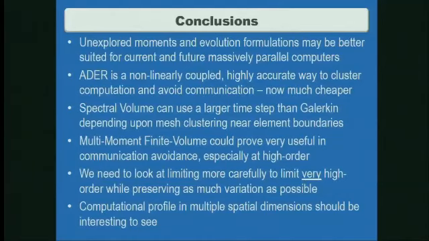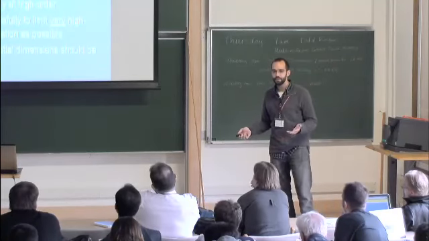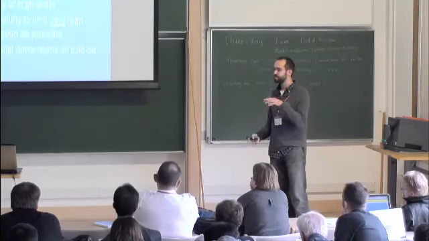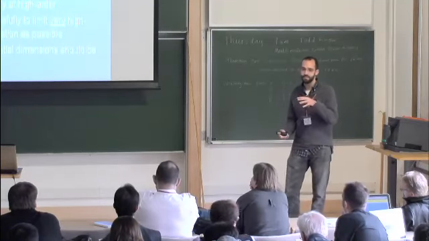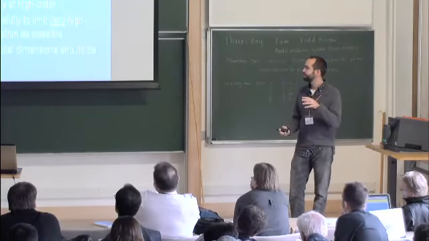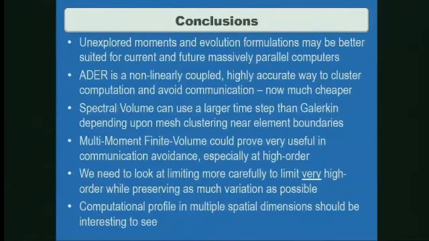ADER is a neat time discretization. It's fully coupled, nonlinear, over very large time steps. And considering the length of these time steps, it's actually very accurate compared to something like Runge-Kutta. And now, with some recent research with a colleague of mine, it's a lot cheaper. Spectral volume is an interesting alternative as well because it can use larger time steps than Galerkin depending on how you cluster the mesh.